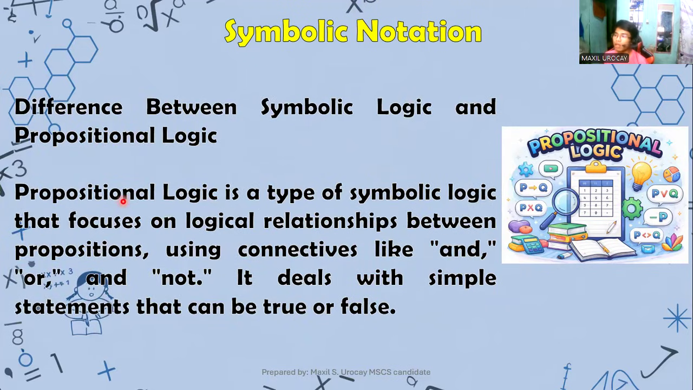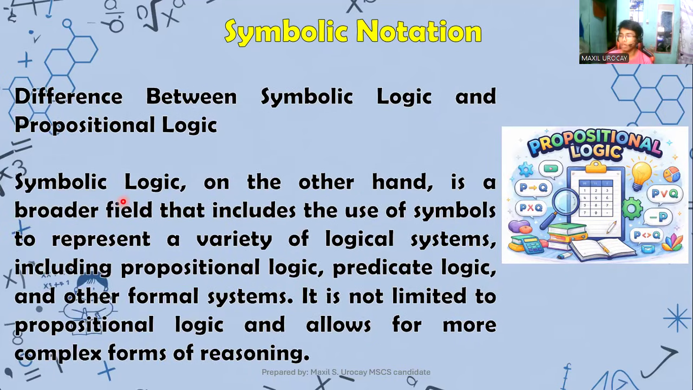Now, the differences between symbolic logic and propositional logic. Propositional logic is a type of symbolic logic that focuses on logical relationships between propositions using connectives like and, or, not. It deals with simple statements that can be true or false. Symbolic logic, on the other hand, is a broader field that includes the use of symbols, meaning from the statement we try to quantify it into symbols, including propositional logic, predicate logic, and other formal systems. It is not limited to propositional logic and allows for more complex forms of reasoning. And this is going to be fantastic.